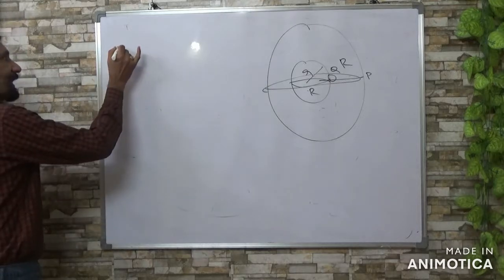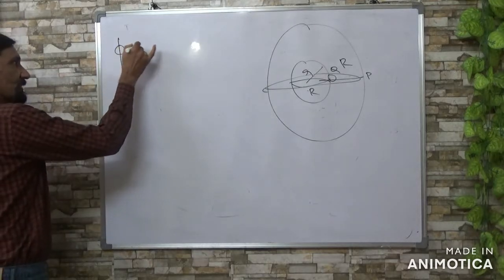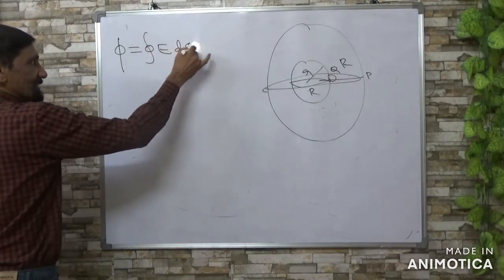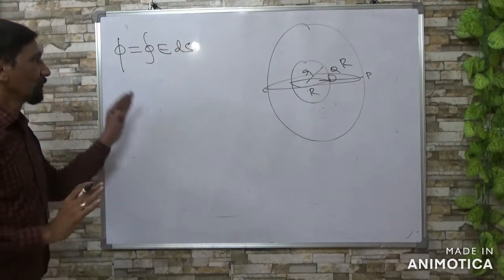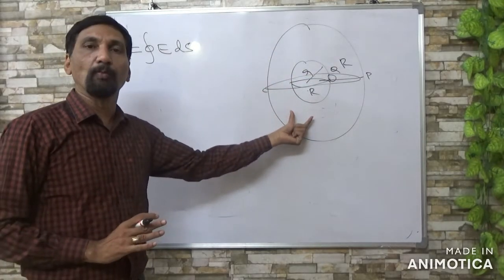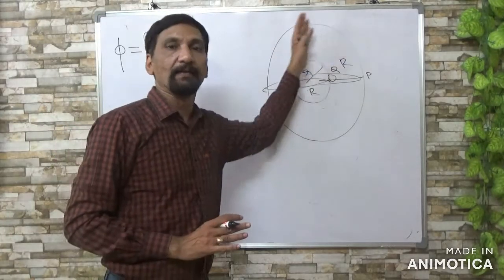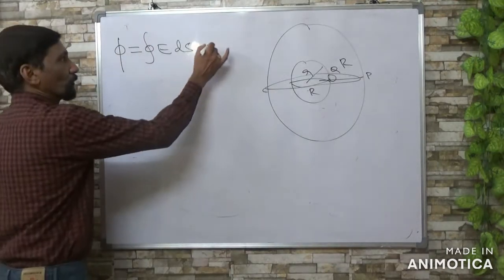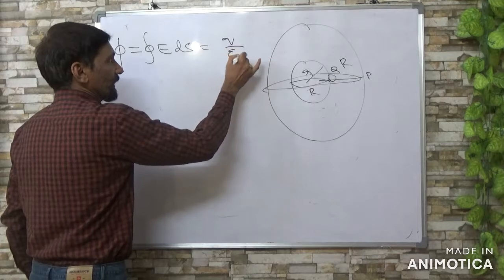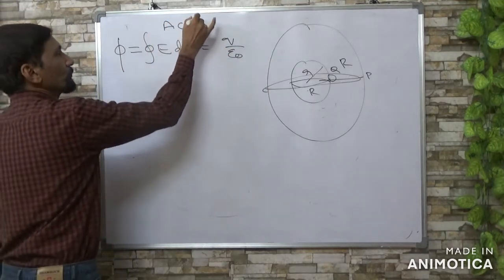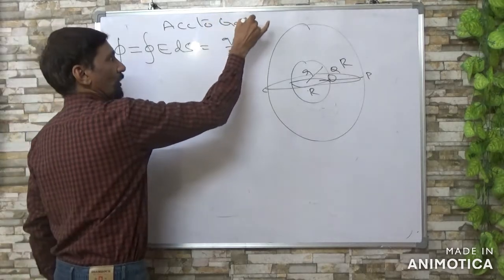Electric flux is equal to the line integral of E·dS. In order to find flux, it must be surrounded. It is a spherical body, so it is surrounded by a sphere only, and that is equal to Q by epsilon naught according to Gauss law.